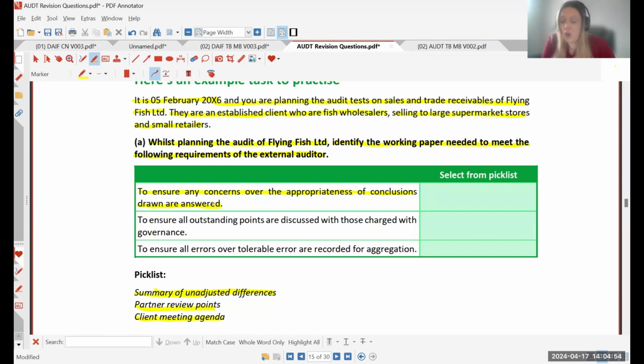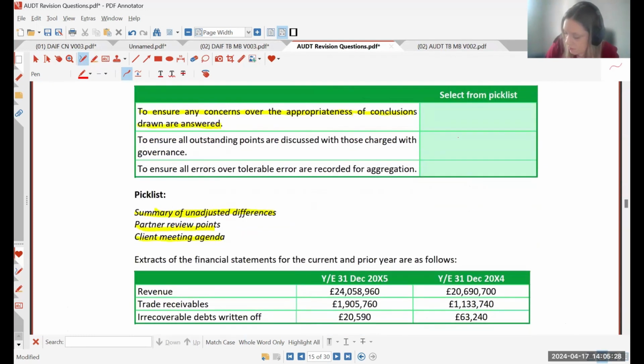Okay. So they're going to get all of that evidence that's been gathered and put on file, and they're going to review it. And if there's any points on there that they're not happy with, they may raise points with the other audit team members and ask questions to get everything confirmed before they make their conclusion. Okay. So to ensure any concerns over the appropriateness of conclusions drawn are answered, that's the partner's job. That's the partner review points. Pop that in.